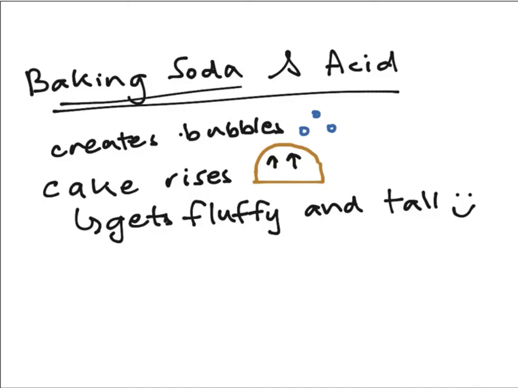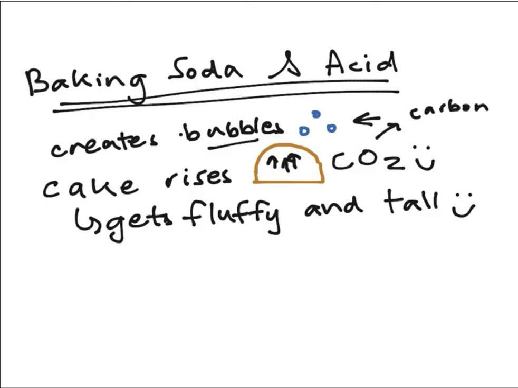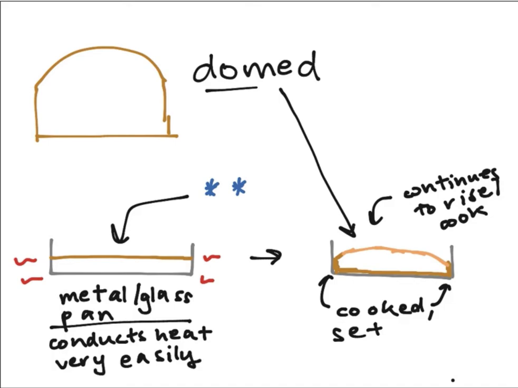Now the baking soda and the acid, like we said, creates the bubbles and it makes the cake rise, which is why it gets nice and fluffy and tall. And remember, when it rises and it has that reaction, it releases CO2. Remember, carbon dioxide, just like the yeast does in bread, right? That's what is making it rise. That's why it has all those little holes and stuff. That's the CO2.